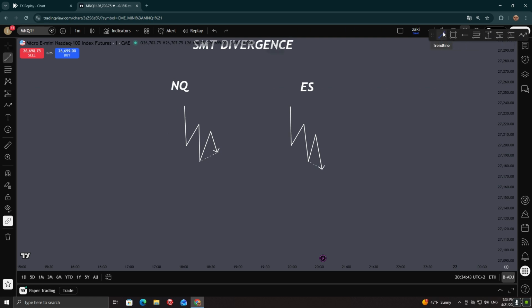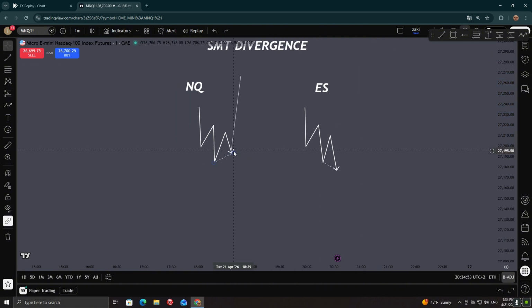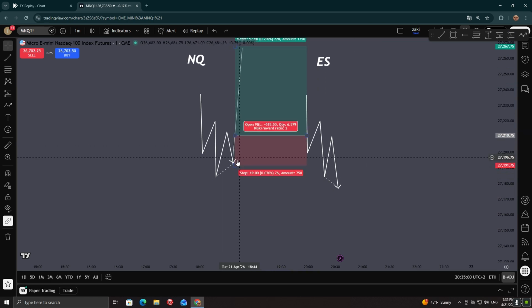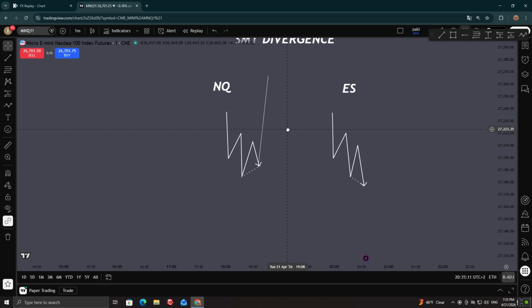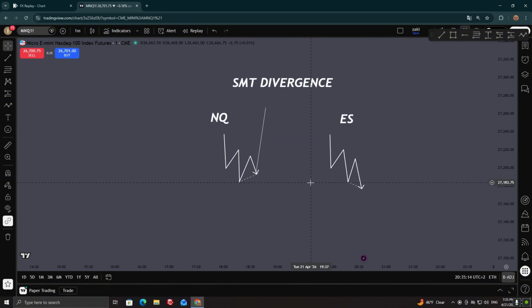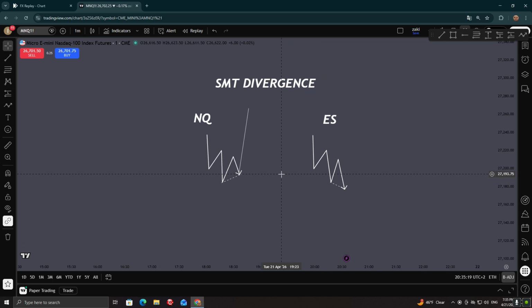So once you see a reaction from this SMT divergence right here, you will take your long entry like this, and then you will have your stops below the low that created the SMT, and you'll normally take an entry around this area right here. But it's very important that you pair your SMT with something else. So I'll be going through some examples on the chart, showing you what you can pair it with and what works best.